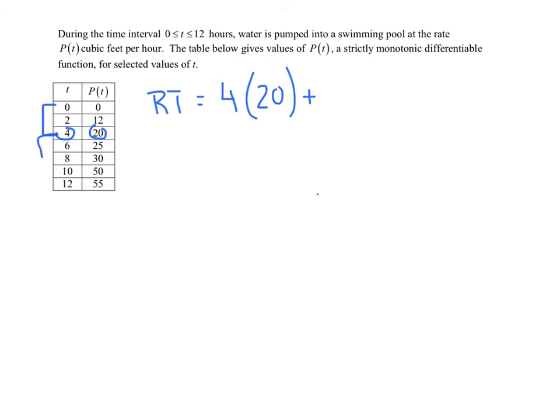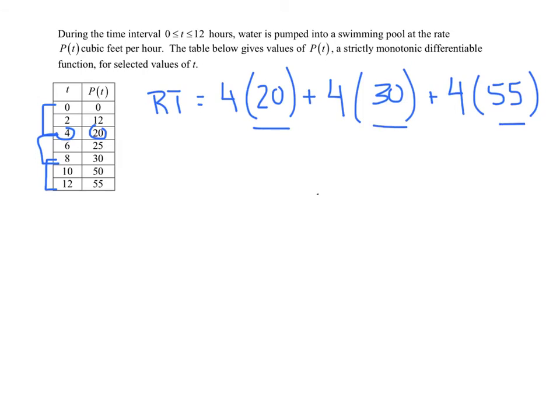Then I would go 4 to 8 and use a height of what? Hopefully you said 30. And then the last rectangle would go from 8 to 12 with a height of 55. So again, focus on your heights. And if we're doing a right Riemann sum, make sure that you agree with those heights.